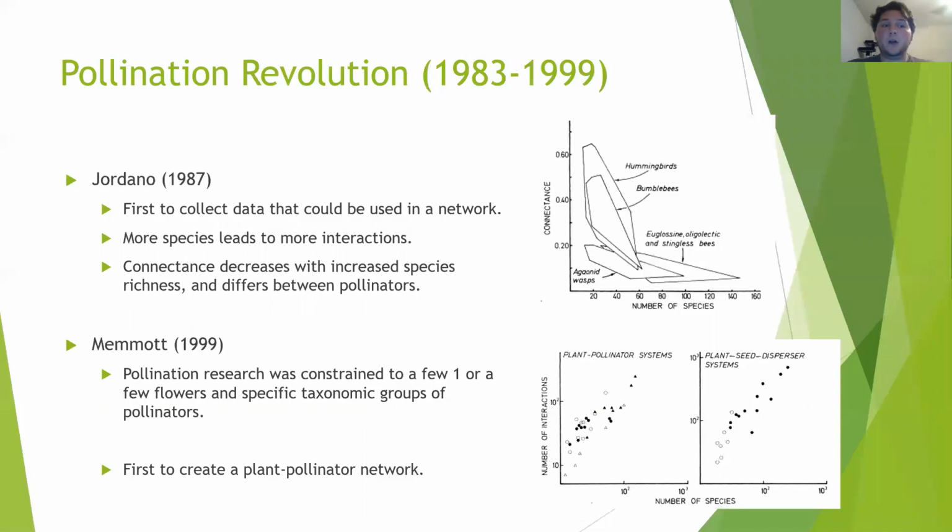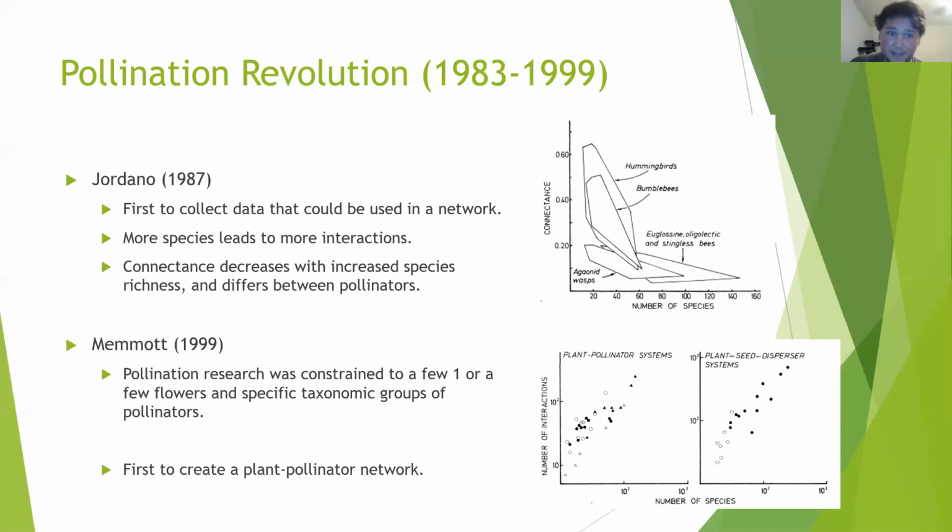Then we move further on to Giordano, 1987, who was the first to collect data that could be used in a network format. He didn't use it in the network format. It would be Mehmet in 1999 who does for the first time, but he's one of those precursors. And so he also noticed that more species leads to more interactions within communities for pollination.